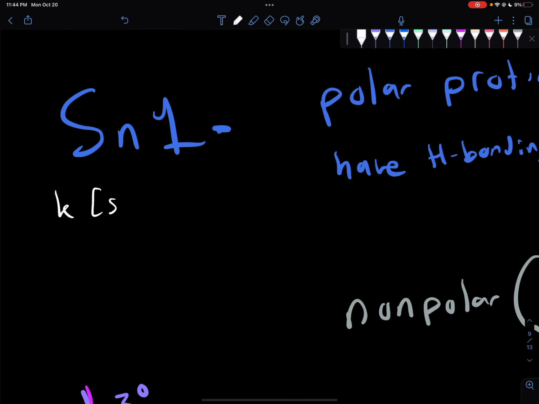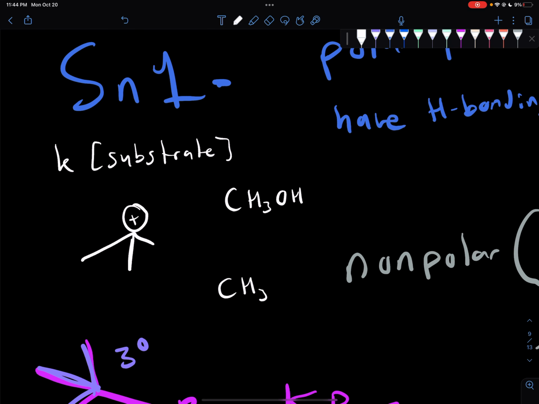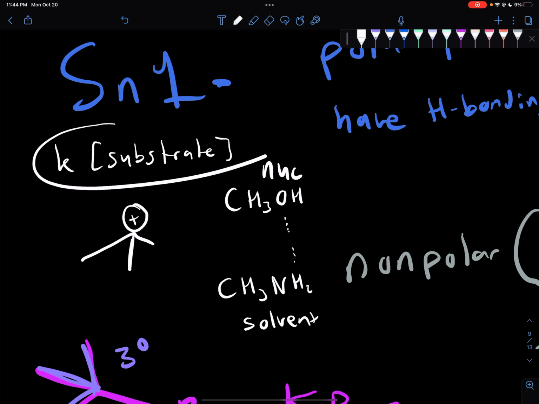Now for SN1, on the other hand, what is the rate? It's k times substrate. So there's two things that happen, right? You have your carbocation and then you have your nucleophile. First of all, if your nucleophile has H bonding with the solvent, here this is our solvent and this is our nucleophile, it's not going to affect anything. It's fine because the nucleophile is not part of our rate. So that's one thing you can think about.